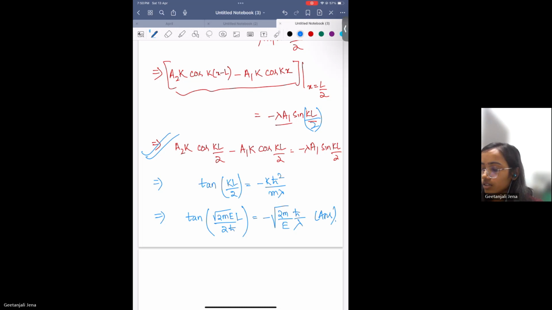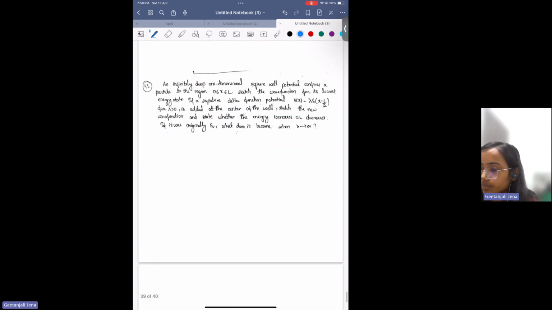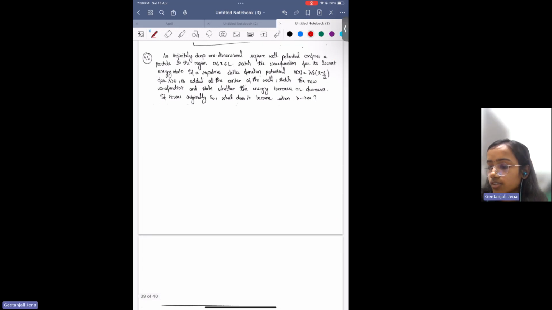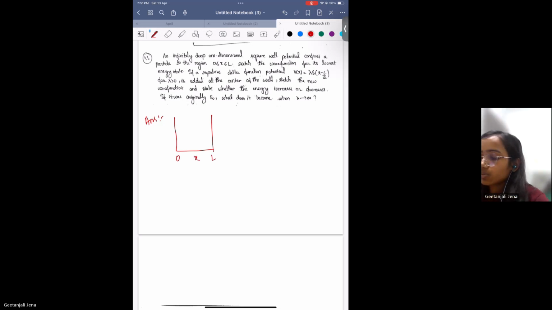Okay, so now let us move to the next problem. The next problem is also related to the previous problem, question number 10. Instead of the transcendental equation, in this question they are asking about the effect of a Dirac potential on the wave function as well as the energy. Let me read out the question. It is given an infinitely deep 1D potential well that confines a particle, with potential 0 when x lies between 0 and L.